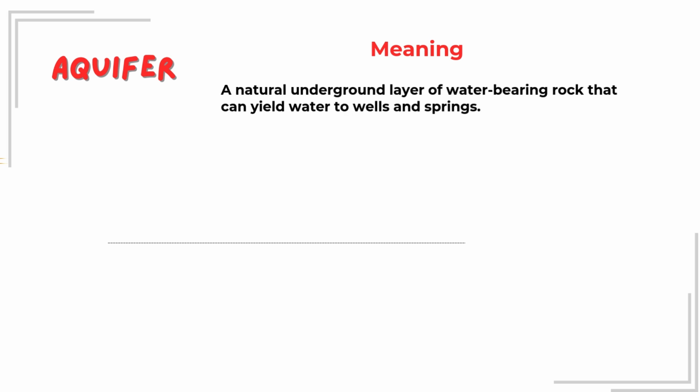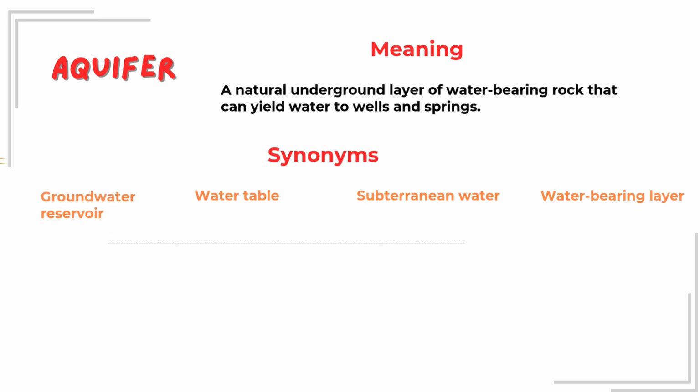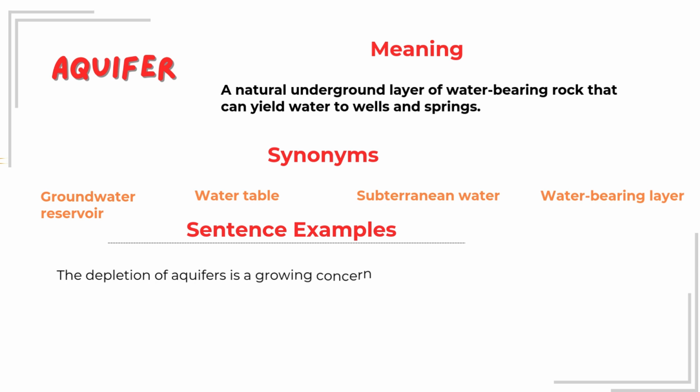Aquifer. A natural underground layer of water-bearing rock that can yield water to wells and springs. Groundwater reservoir. Water table. Subterranean water. Water-bearing layer. The depletion of aquifers is a growing concern in many arid regions around the world.